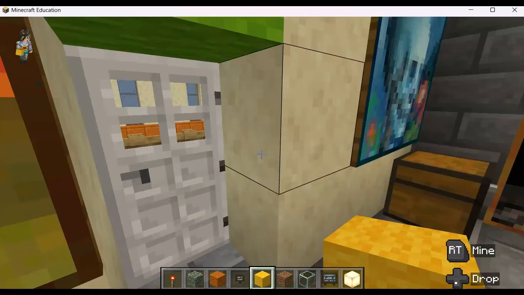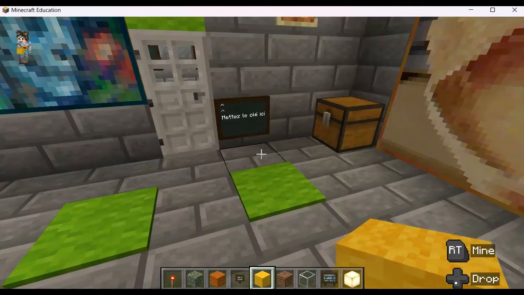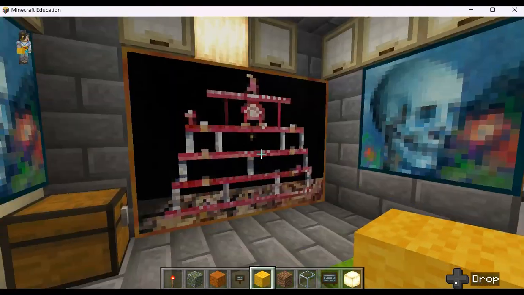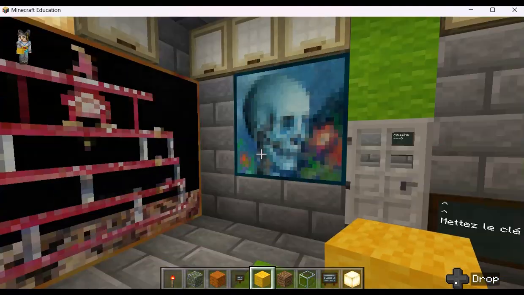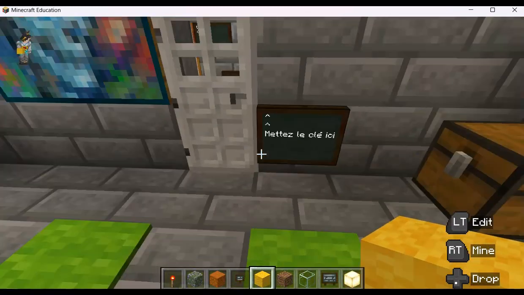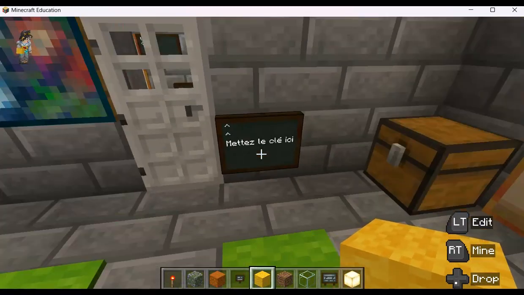They cannot get out that way, all right? I mark their color on the floor so they'd remember. I tried to mark their color over all the doors so they'd remember what color they are. And we're in a room with a lot of pictures, and if they've ever done an escape room, they know to start checking the chest. And it says, "Mettez la clé ici," put the key here.